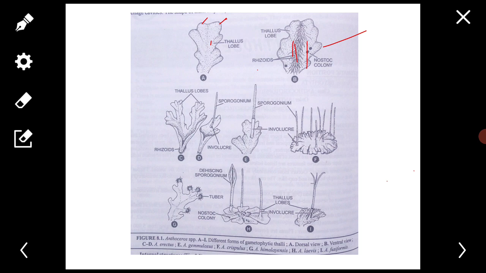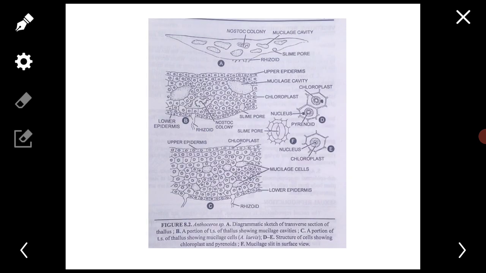Internal structure of the thallus. The thallus is several layers thick in the middle, approximately 6 to 40 cells, and gradually becomes thin toward the margin. Internally, the thallus is not differentiated into a photosynthetic zone and storage zone, as in the case of Marchantia. In Anthoceros there is no differentiation. Almost all the cells are green and possess chloroplasts.